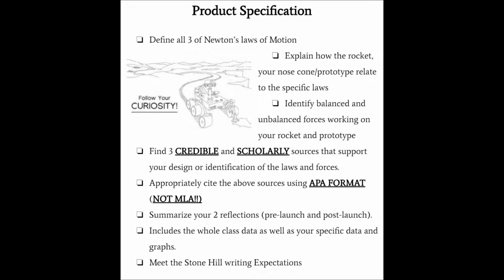So what does your project need to have in it? Well, first and foremost, you need to define all 3 of Newton's laws of motion. The goal is to send this out to anybody, and whether they are a scientist or not, we should be able to make sure everybody's on the same page. So you need to have the definition of all 3 laws. And then more importantly, you need to be able to identify which law applies where.